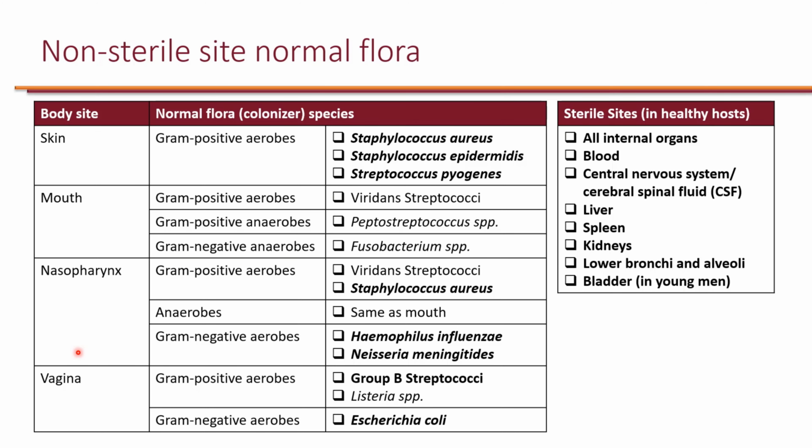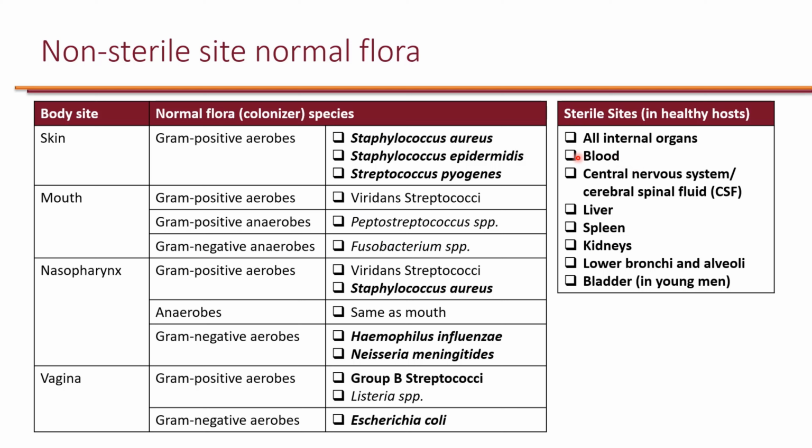Now, normal flora are absolutely essential for health. There are non-sterile sites in the human body where these flora reside. However, there are sterile sites that are not supposed to have any organisms in healthy hosts. In general, all internal organs are considered sterile, so they should not have any flora. For example, in blood, we don't anticipate any organisms.